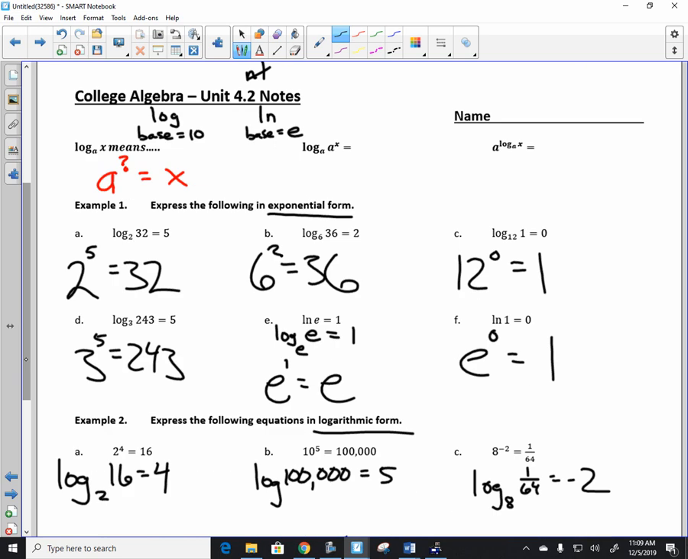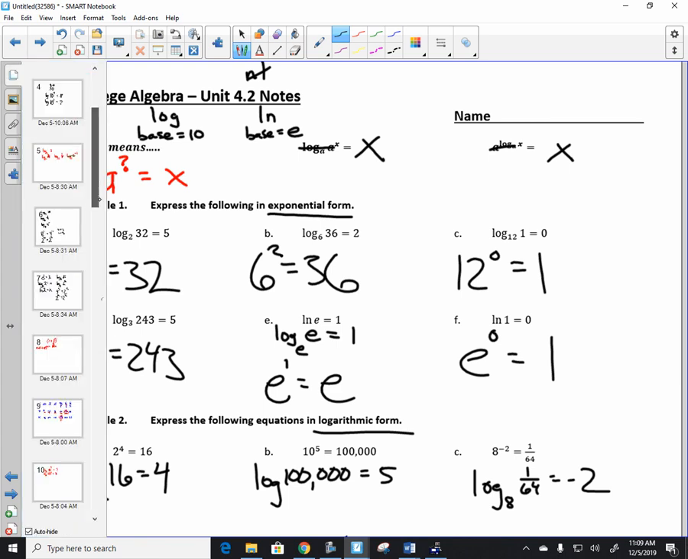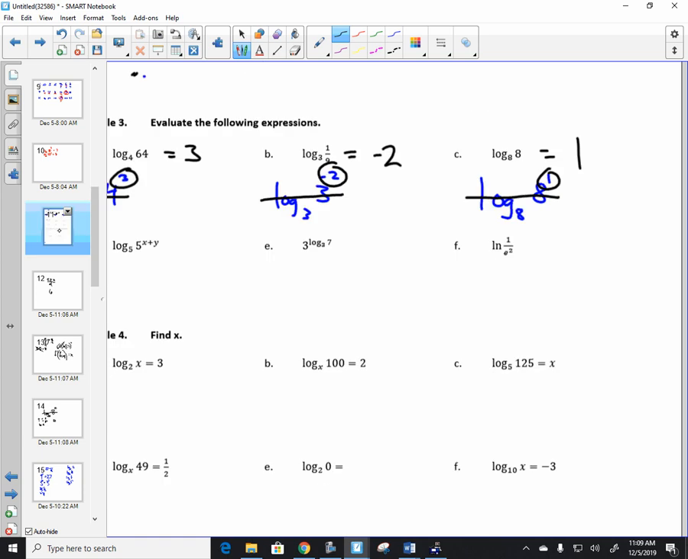Log base a of a to the x, those cancel, leaving you with x. And a raised to the log base a of x, those cancel, leaving you with x. It makes you feel uncomfortable to cancel them, but it's because they are inverse operations. We talked about inverse functions. I know you probably don't remember as much as I want you to, but we'll just move on.